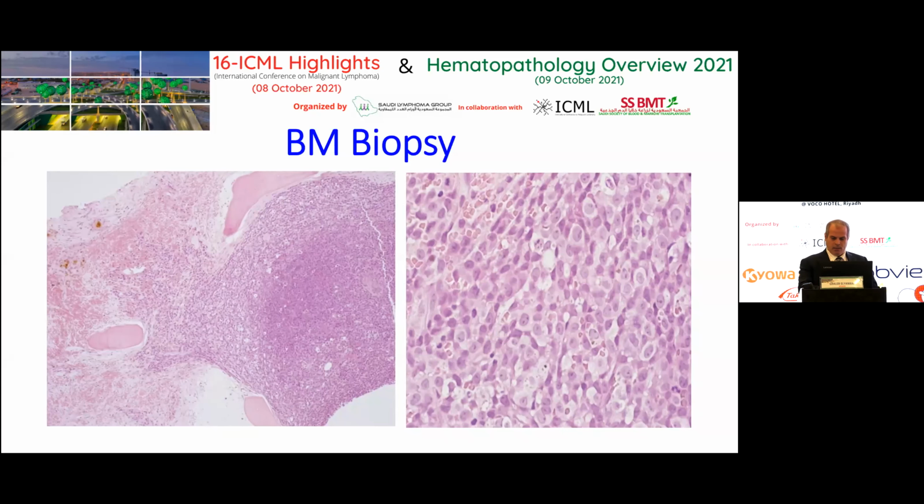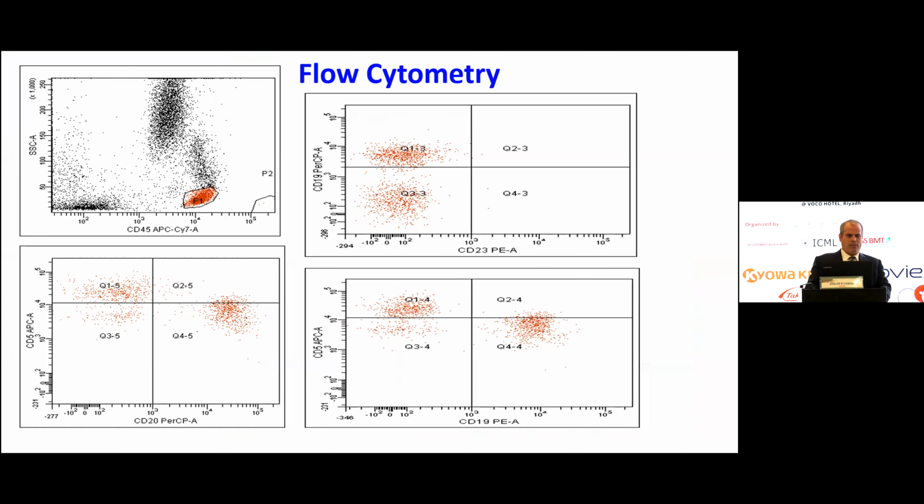So we did a flow cytometry, although the sample was suboptimal, but still we have some hematopoietic elements. We gated on the lymphocyte gate, which is the red one, and we detect a small population of B cells, which is CD19 positive. But if you look at CD19 and CD23, CD23 is negative, the upper right quadrant. If you look at the bottom, there is also CD19 and CD5. There is no co-expression between CD19 and CD5.